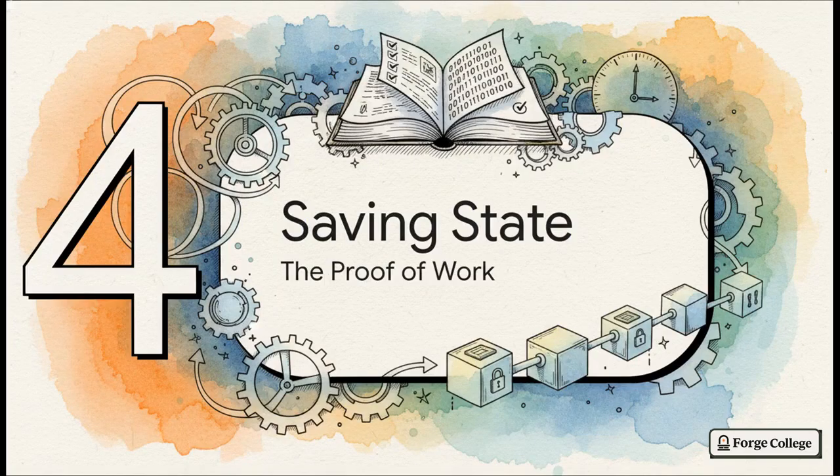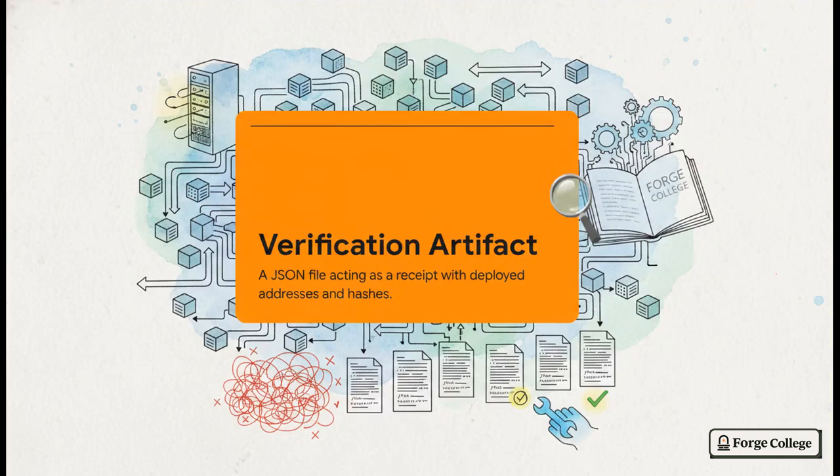Section 4. Saving your deployment state. The proof of work. So, to make both idempotency and exponential backoff work flawlessly together, your script needs a reliable way to prove what's already been done. And that brings us to the verification artifact. It's essentially a structured JSON format file acting as your receipt. It stores your deployed contract addresses, your transaction hashes, and simple status fields.